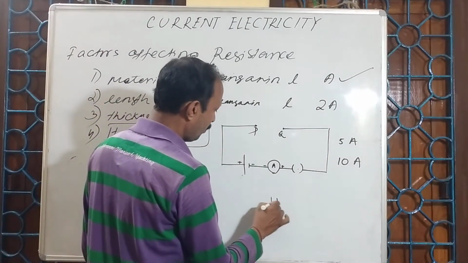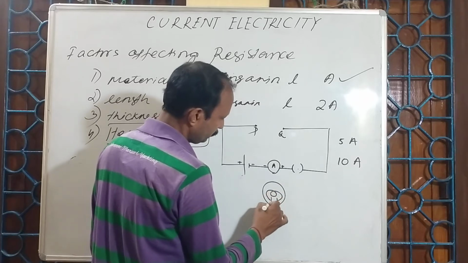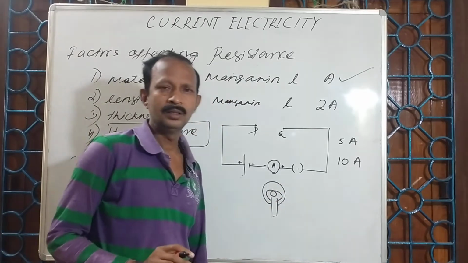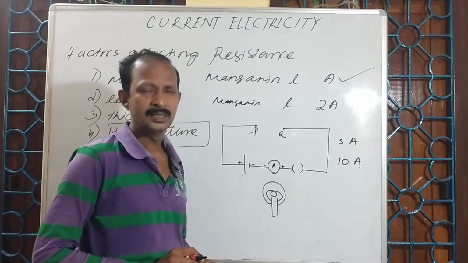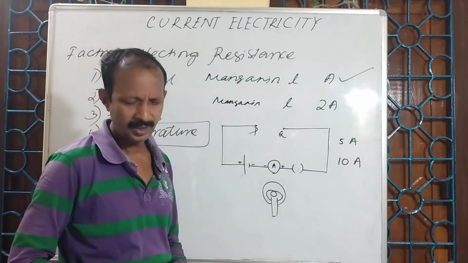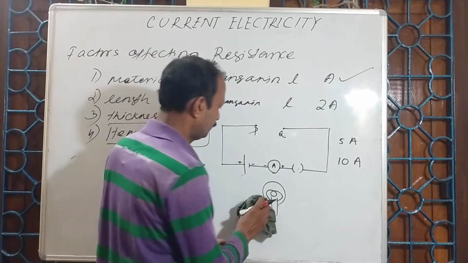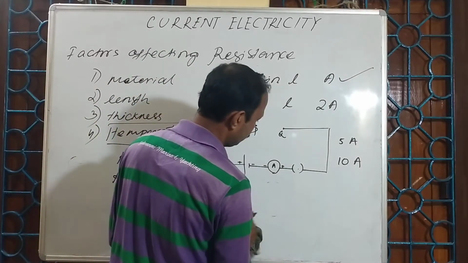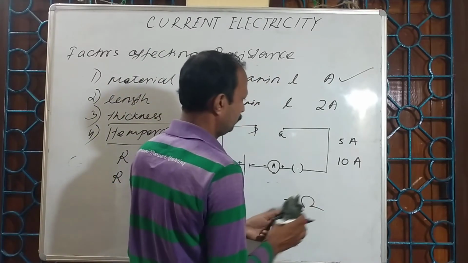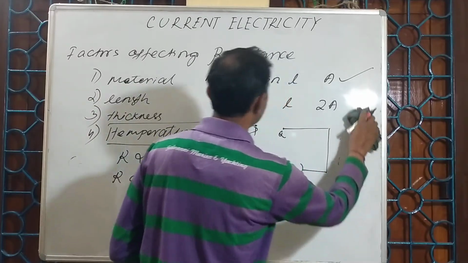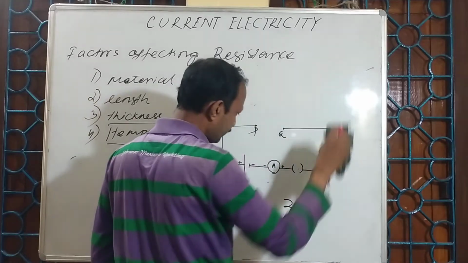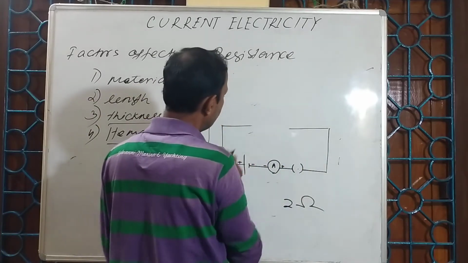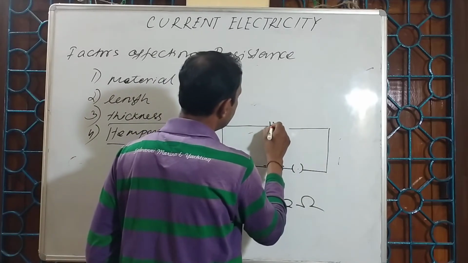Now you take one electric bulb. With the help of a multimeter, you measure its resistance. For example, its resistance you got in this circuit.